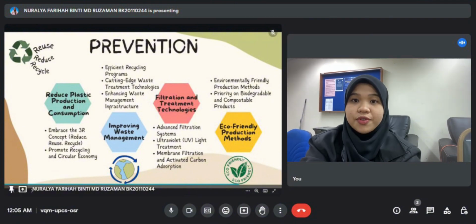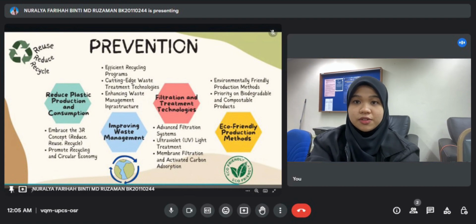Other than that, improving waste management is crucial. We need efficient recycling programs that encourage proper segregation and sorting of waste materials, as well as cutting-edge waste treatment technologies by collaborating with researchers and industry experts for technological advancement. These measures help prevent plastic waste from entering water bodies and degrading into microplastic by enhancing waste management and infrastructure.